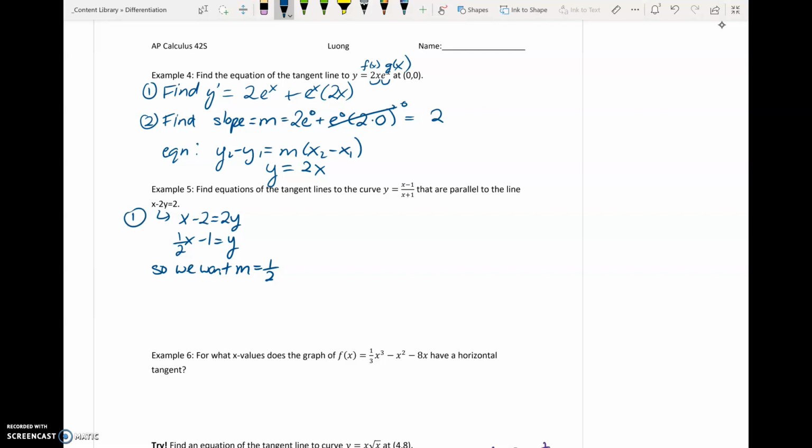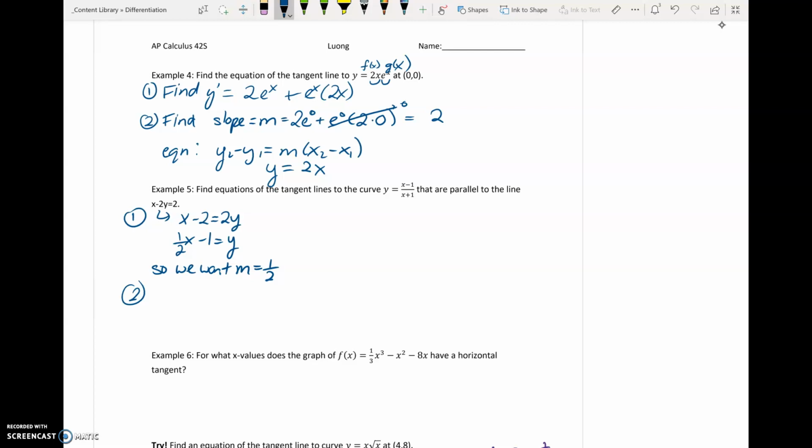Okay, so the first thing you do is rearrange that equation so you can find what your slope would be. We want to find equations of the tangent lines that are parallel to this. So your tangent lines will have this slope. And the curve that's given to us is y equals x minus 1 over x plus 1. We need to find what our values are going to be when this is equal to 1/2.